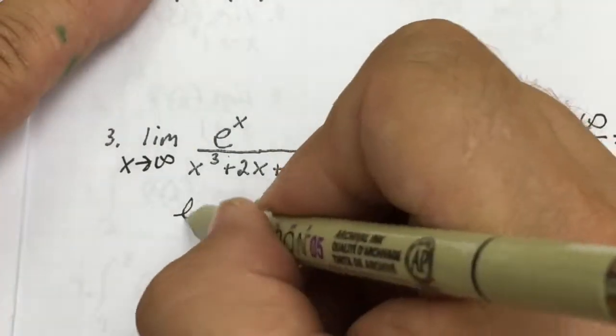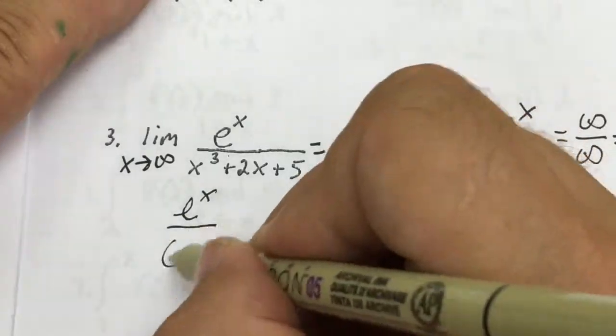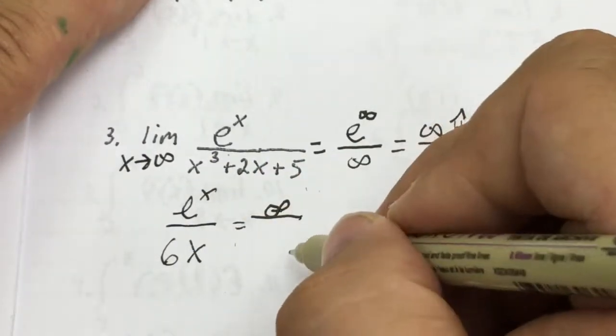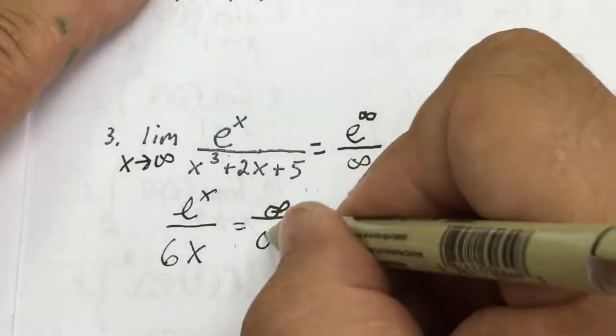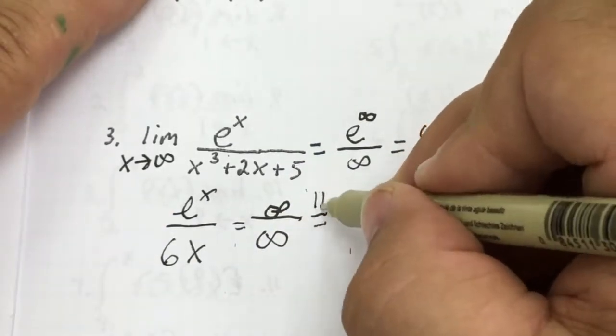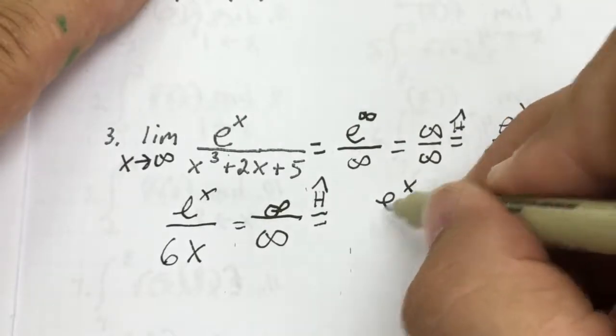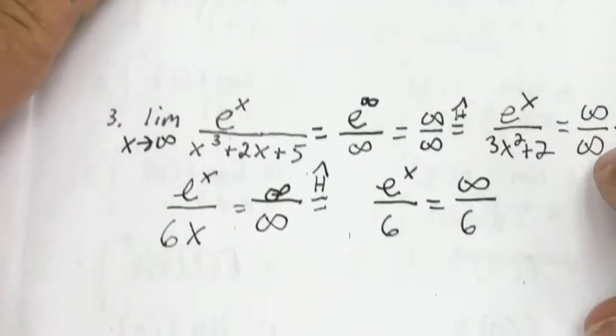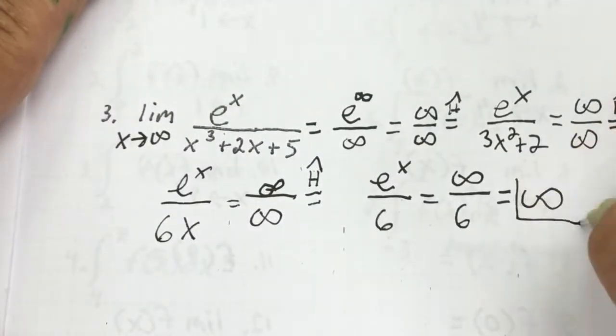Let's see what happens. That gives me e to the x over 6x. Plug in infinity, that gives me e to the infinity, which is infinity, over 6 times infinity, which is infinity. So that gives me infinity over infinity. Let me try L'Hopital's again. Keep trying it. That gives me e to the x over 6. Now that will give me infinity over 6. Infinity over 6 is not infinity over infinity, nor is it 0 over 0. It is infinity, and that's my answer for that one.